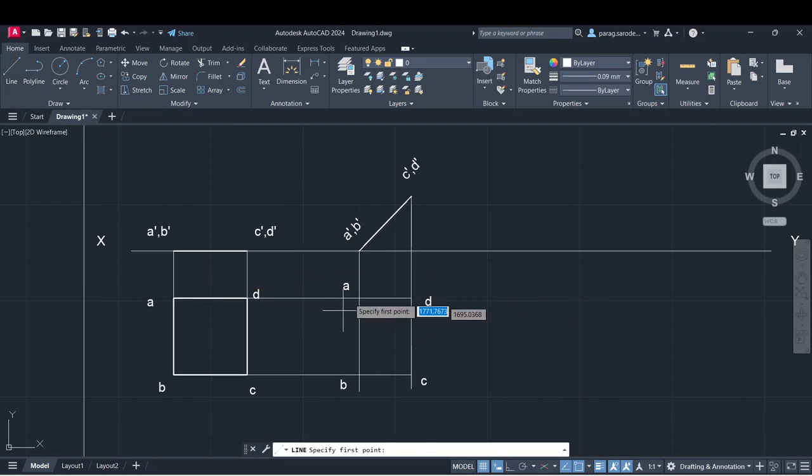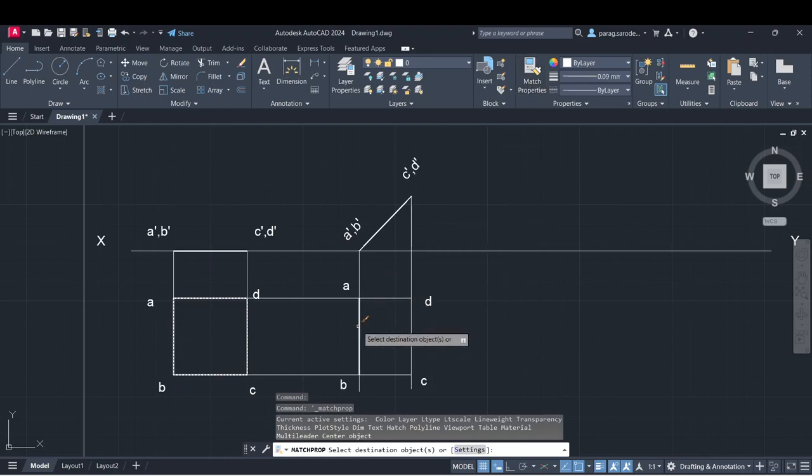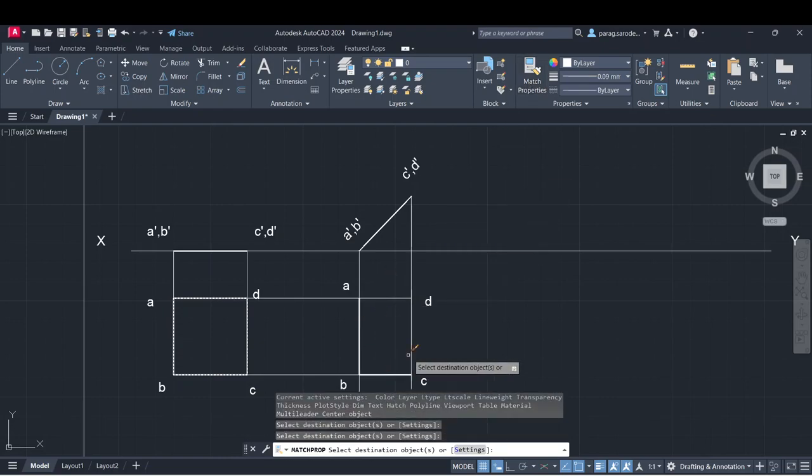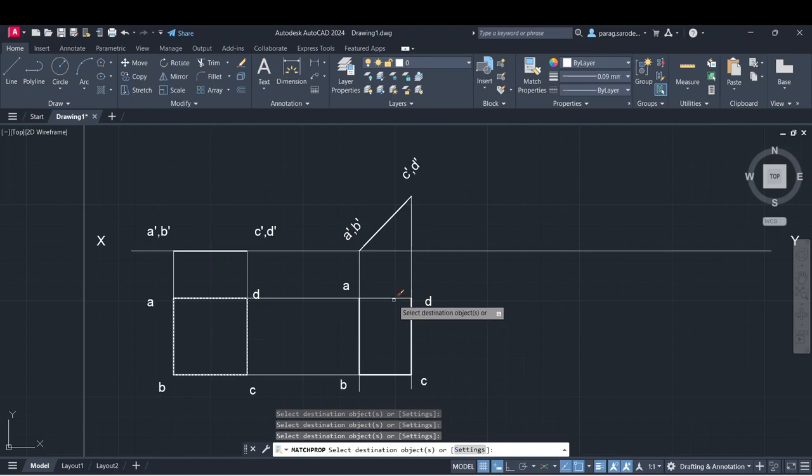Now, what we will do? We will draw one more line here, overlapping. Join in the sequence. Then select this, or we can select this ABCD original square. Select match properties. Make it like this. Sir, why did you draw overlapping lines? Is it necessary? Yes. Otherwise, I will have to trim it off.